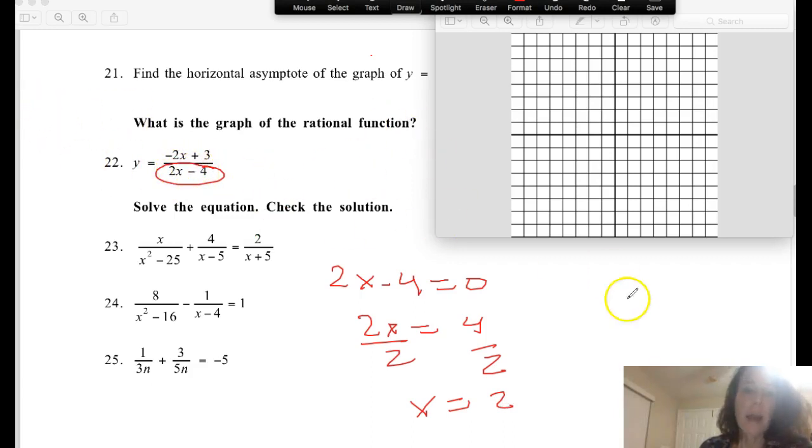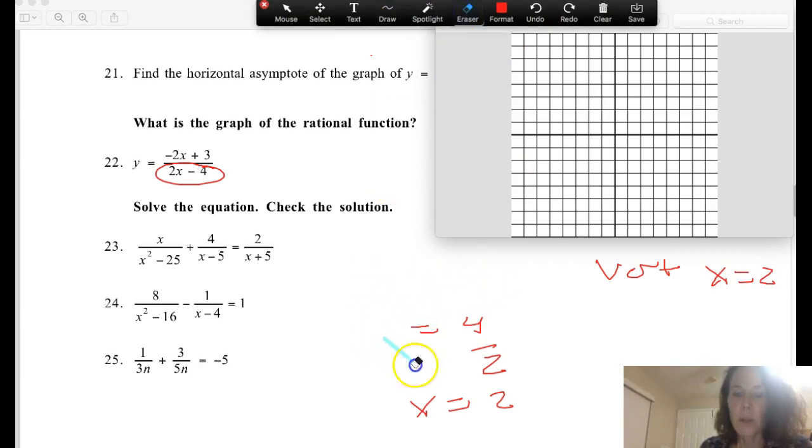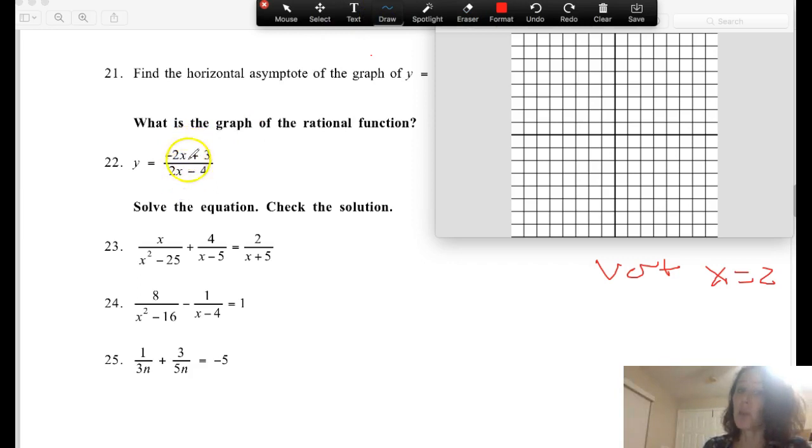So I'm going to have a vertical asymptote at x equals 2. So there's one asymptote. Now let's look at our horizontal asymptotes. We're going to look at the coefficients of the largest degree term here. And you can see our degree is just 1 on top and bottom. They have the same degree.